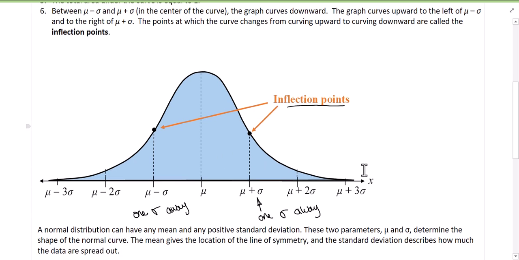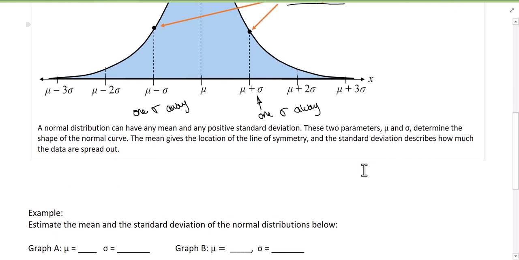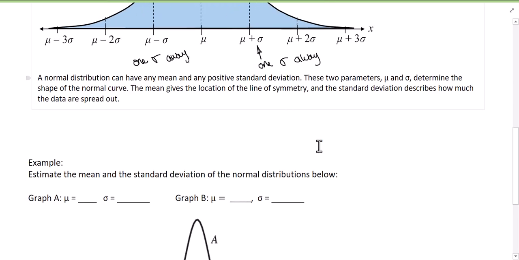So a normal distribution can have any mean and any positive standard deviation. These two parameters determine the shape of the normal curve. Now, when the mean is 0 and the standard deviation is 1, that's when we have what we call the standard normal curve. So let's look at some examples.